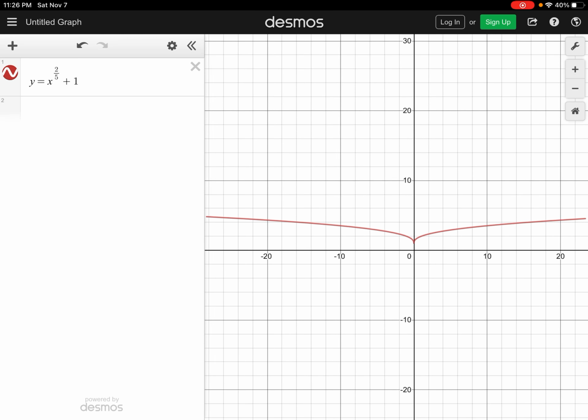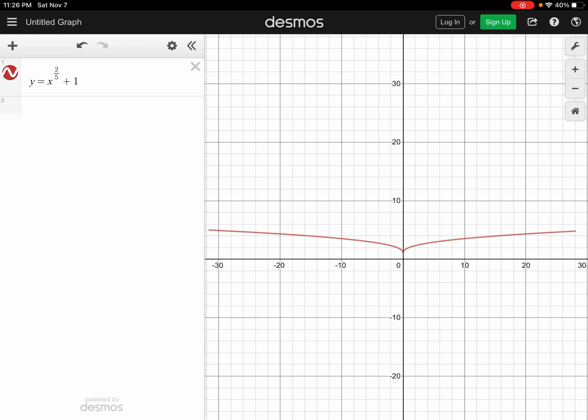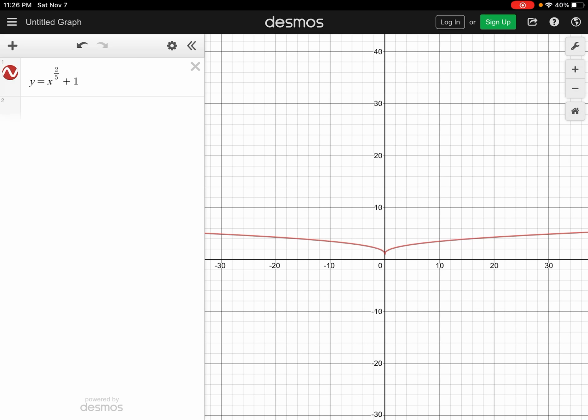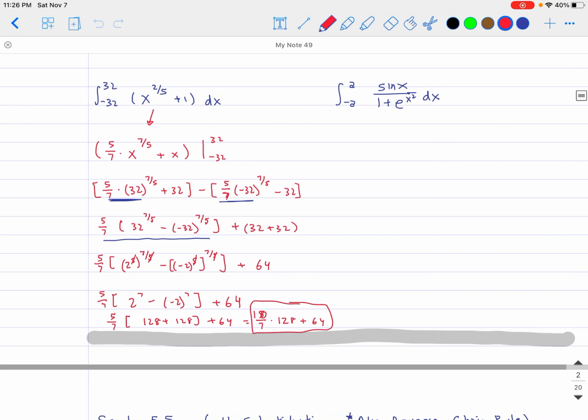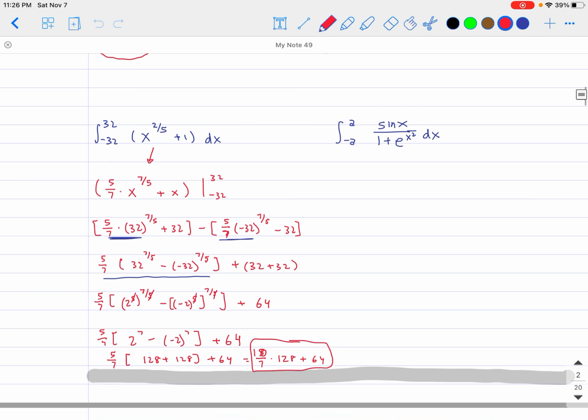So what that means is, if the left-hand side and the right-hand side look exactly the same, why don't I make this integral a lot easier for myself by doing the following? This problem right here, I can rewrite as the integral from 0 to 32 of x to the 2/5 plus 1 dx, and then multiply by 2. And if you solve for that integral, you should get exactly the same answer.